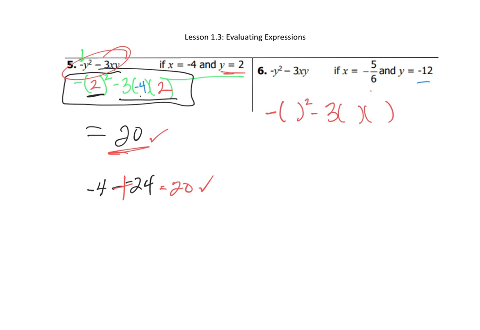Y is equal to negative 12. So I'm putting in negative 12 here, and x was negative 5/6. Again, same thing. We'll go over where your fraction button is, but I believe you're all familiar with it at this point. Type it in, and this equals negative 174.